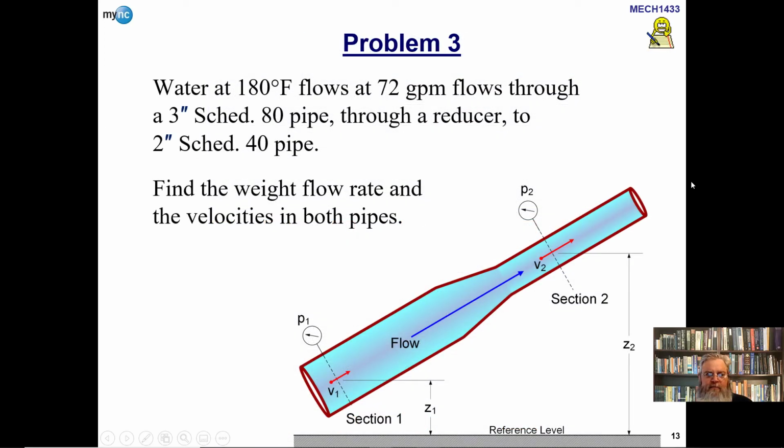Let's try another one. We have now a water flowing, US unit problem. 180 degree Fahrenheit water flowing at a rate of 72 GPM. Uh-oh, it's always messy with the US units, eh? Gallons per minute, we'll have to worry about those units. So it flows through a 3-inch Schedule 80 pipe, through a reducer, to a 2-inch Schedule 40 pipe. Now, why does it do this? Well, never mind, eh? We're just wrapping our heads around the basics here.